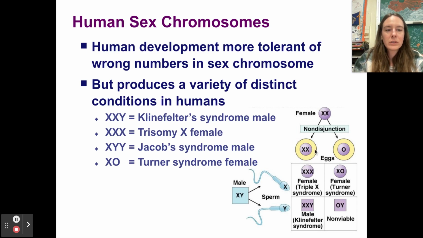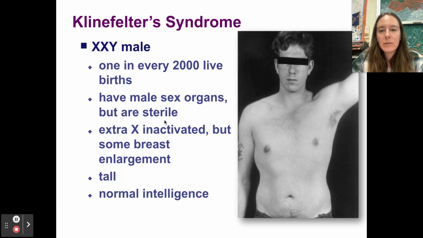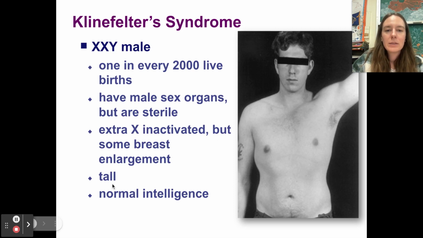Construction. Interesting. Okay, Klinefelter syndrome. So this would be an XXY male, 1 out of every 2,000 live births. The male has sex organs, but they're sterile, so they can't produce offspring. The extra X is inactivated, so it's still just XY, but there can be some breast enlargement, and this male will be typically tall and have normal intelligence.